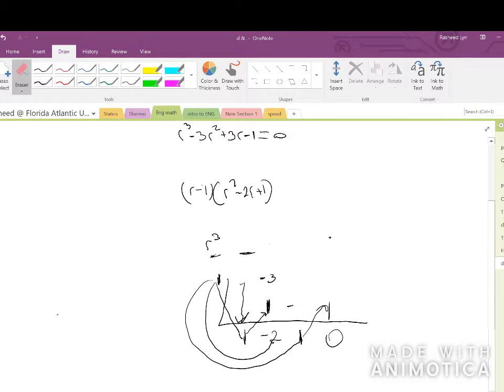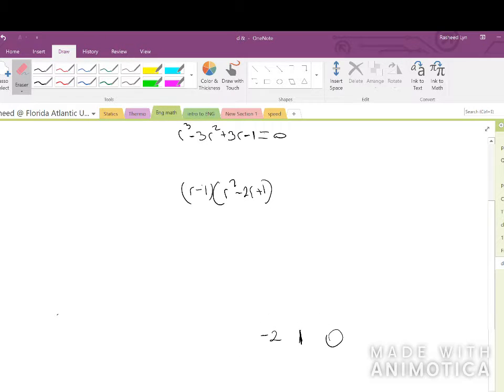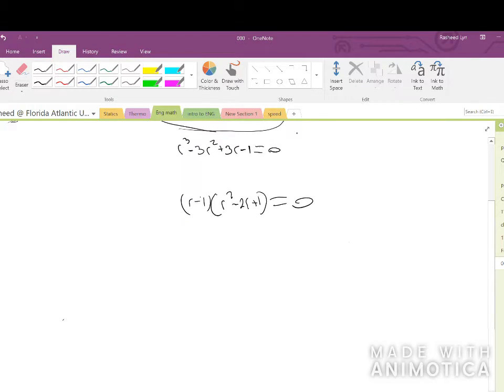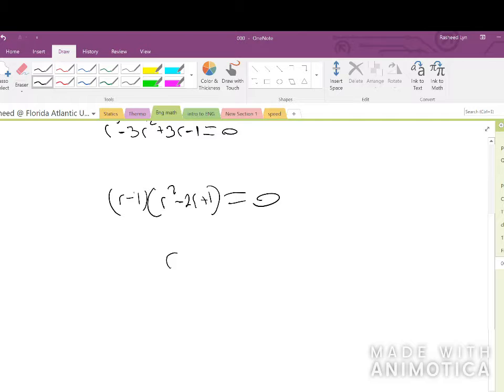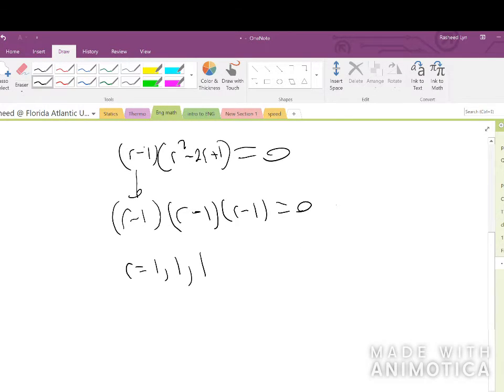Okay, I'm erasing this right now. And now set it equal to 0. Now you want to solve for r. So you want to make this r minus 1 times r minus 1 equals 0. And you want to bring this r minus 1 down too. So you know your r's will be r equals 1, 1, and 1. Now you have 3 identical positive 1s.